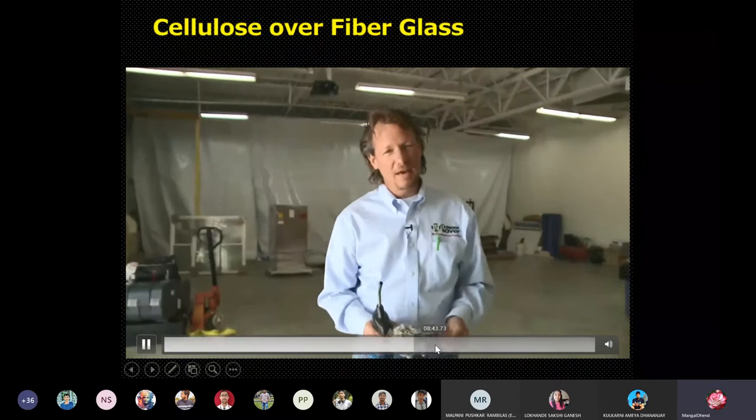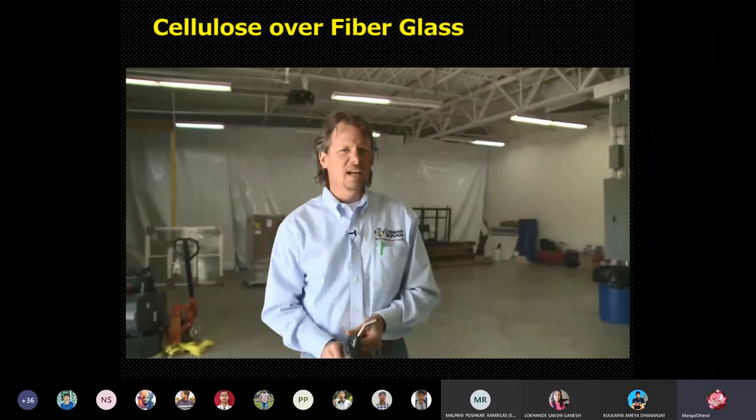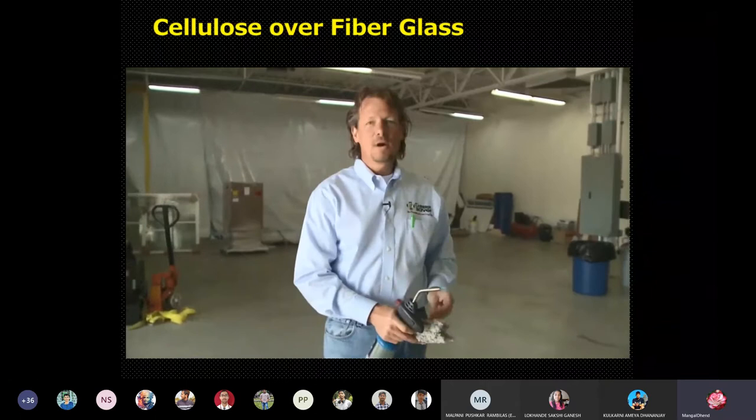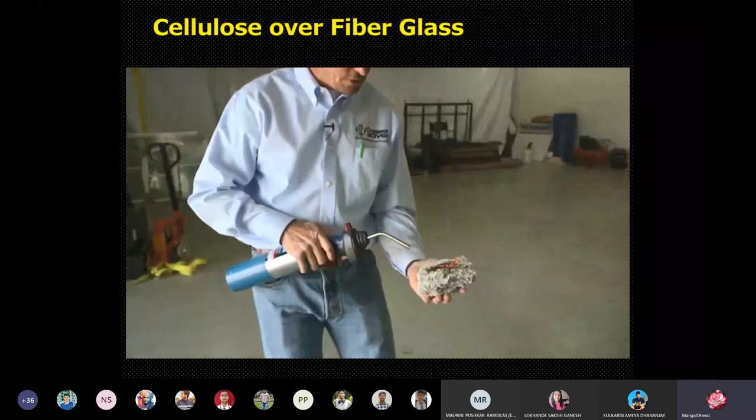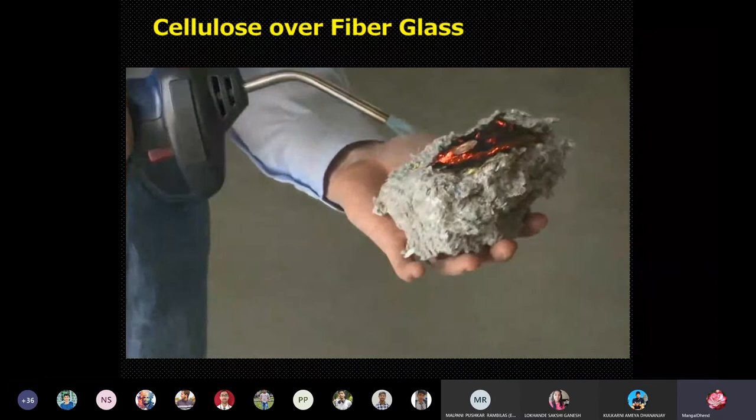One of the questions people often have about cellulose insulation is, what if it catches fire? I mean, if it's ground up paper, wouldn't it just catch fire very easily and my house will be engulfed in flames before I can get out? Well, actually, it's quite amazing that cellulose performs better than any other insulation. There's only one other insulation that performs equally as well as cellulose, but it's not very common.